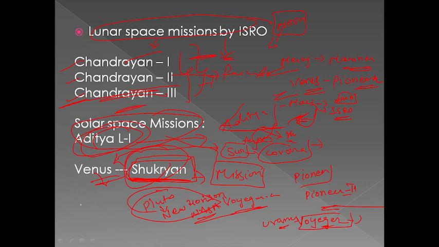And you can see here, recently Russia has also launched a lunar machine. Russia has launched a lunar mission, just like how India launched Chandrayaan 3. And there is a possibility that both the missions may land on the moon on the same date.